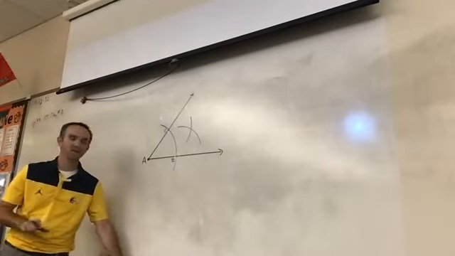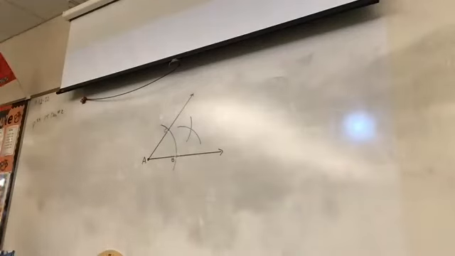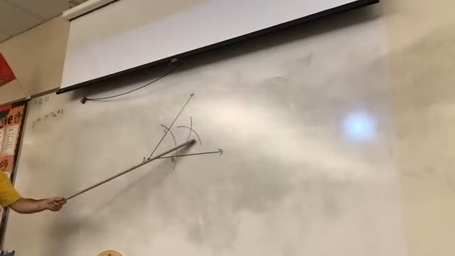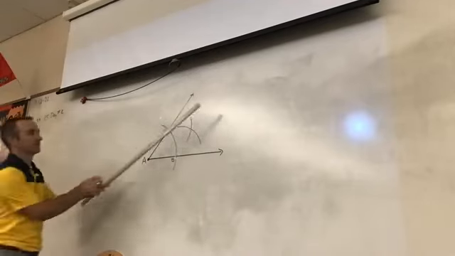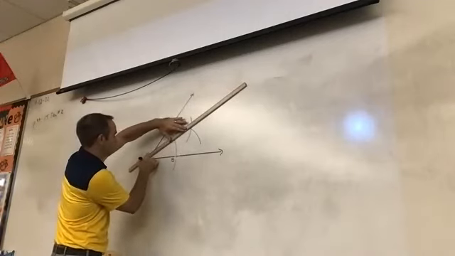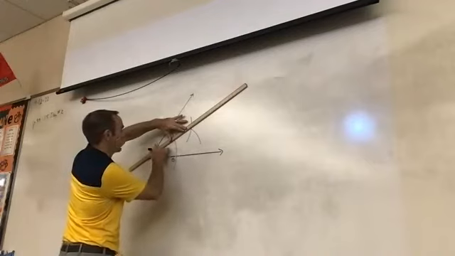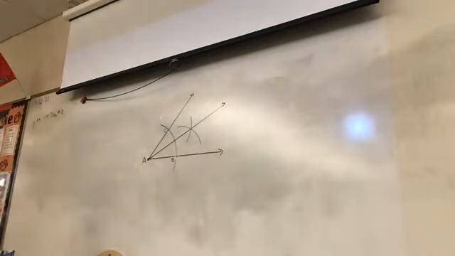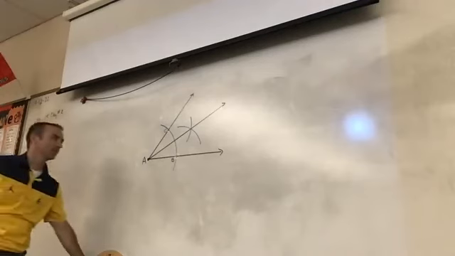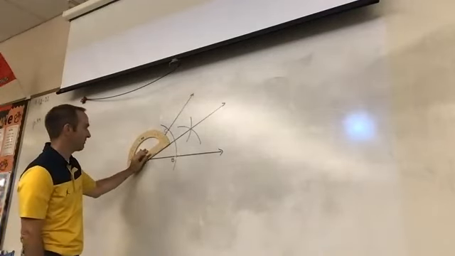So keep the same size, arc from B, arc from C. Those two small arcs need to cross. We should have this little intersection of arcs out here, right? That intersection, connect that back to your vertex. That should be your angle bisector. So each one of those two smaller angles should be about 25 degrees. If you measure those, they should be about 25.